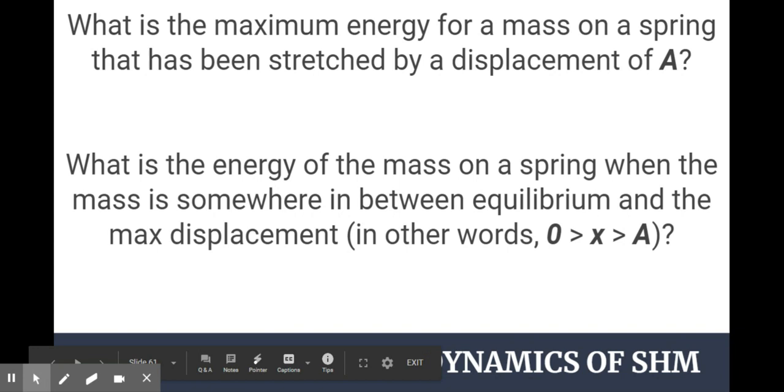I want you to see if you can figure out what is the maximum energy. We're going to go back to our elastic potential energy. What is the maximum energy for a mass on a spring when it's been stretched to a maximum displacement of A? That being our amplitude.